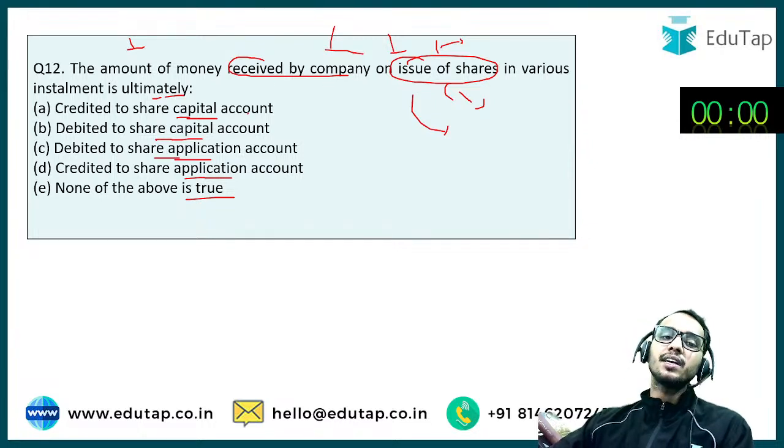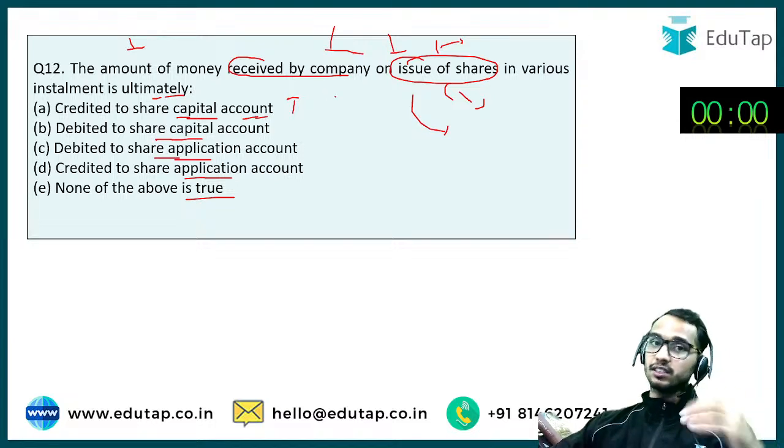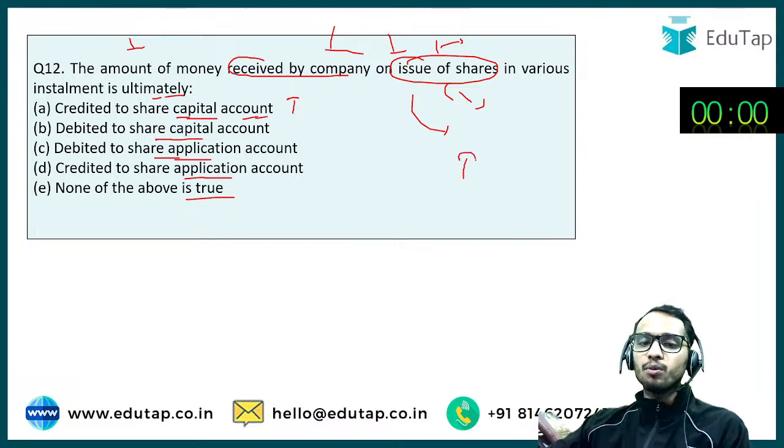So the answer would be credited to share capital. And why is the capital account getting credited? Because we have seen this in the journal entries. Whenever capital account increases, it gets credited.